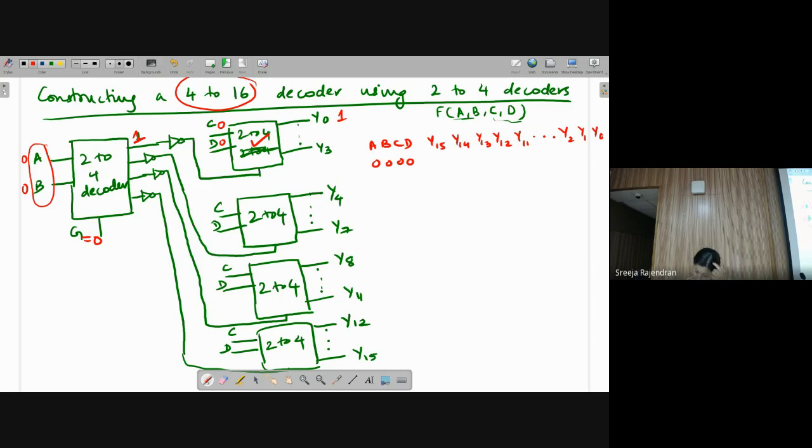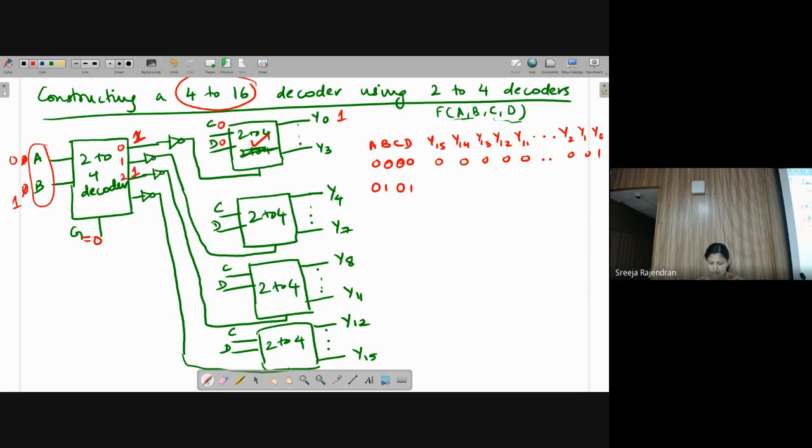So here, what was I saying? Y0 is 1 when the inputs are 0, 0, 0, 0. The rest are all going to be 0. Now let me take another case: 0, 1, 0, 1. Here I change the values: this is 0 and this is 1. That means which output will be 1? The second one, 0, 1, 2. This one, right?